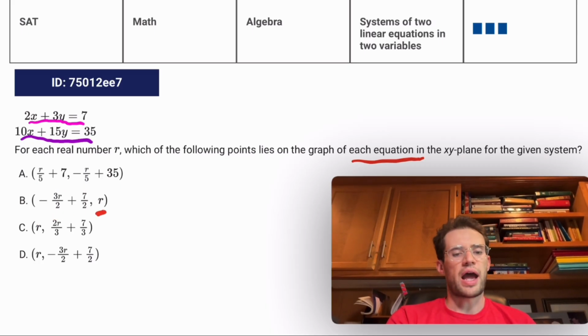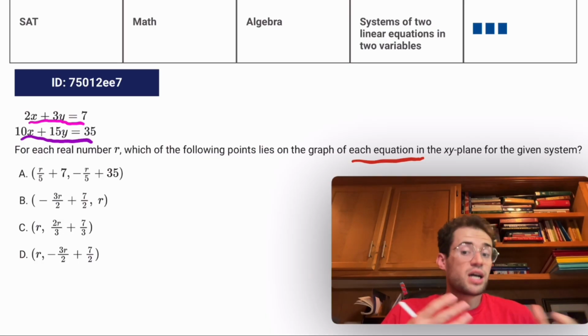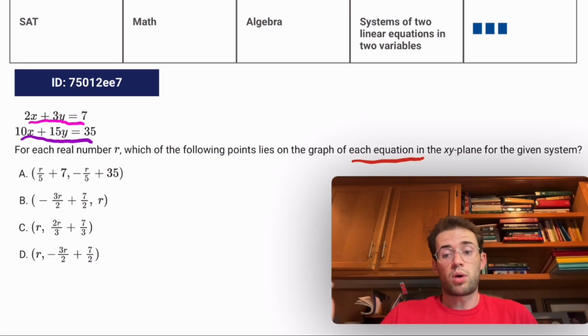This one has r as the y value. These two have r as the x value. They're asking which of those would work for each of the equations. It means basically which would work for one of the equations because they're the same equation. If it works for one, it will work for the other.